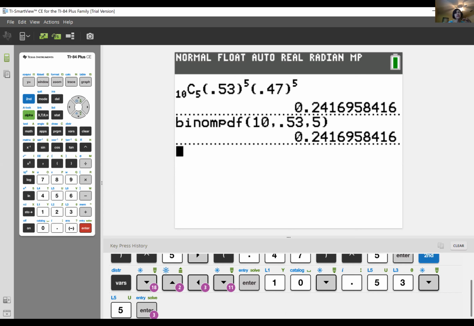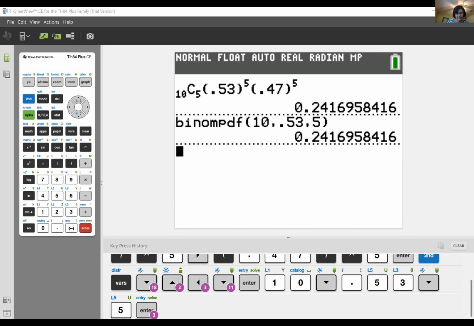It is your choice. You can use either the formula that we did the first time and manually calculate the pieces, or you can go into second vars and choose binomial PDF and do it that way. All right, any questions? That makes sense, right?